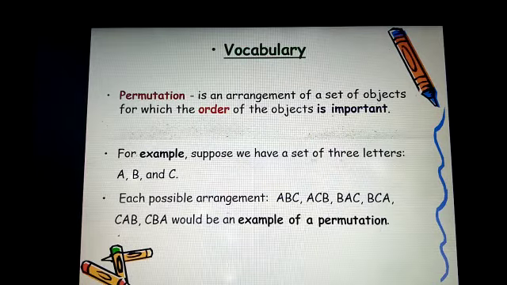What is permutation? Permutation is an arrangement of a set of objects for which the order of the objects is important. For example, given a set of 3 letters, A, B, and C, each possible arrangement, ABC, ACB, would be an example of a permutation. So, looking at it carefully, we have 6 ordered arrangements.